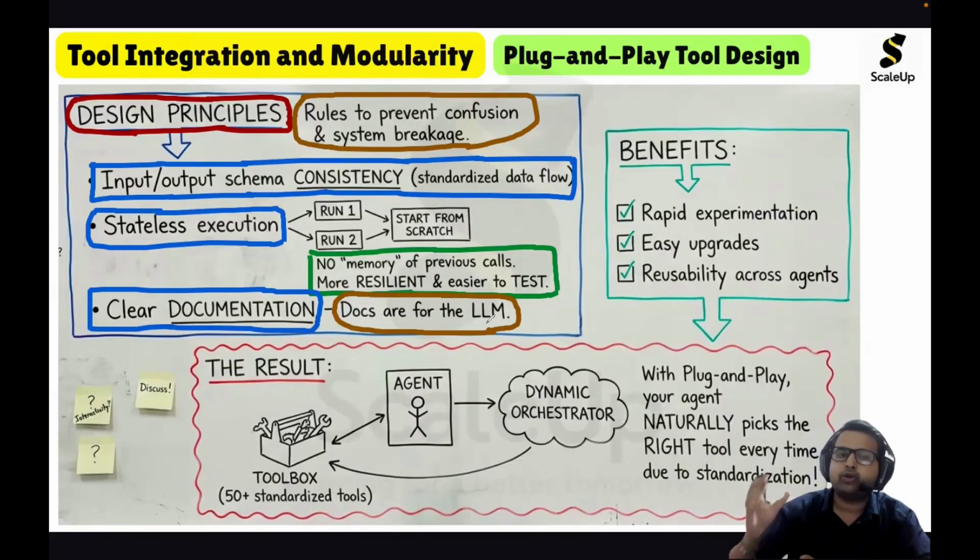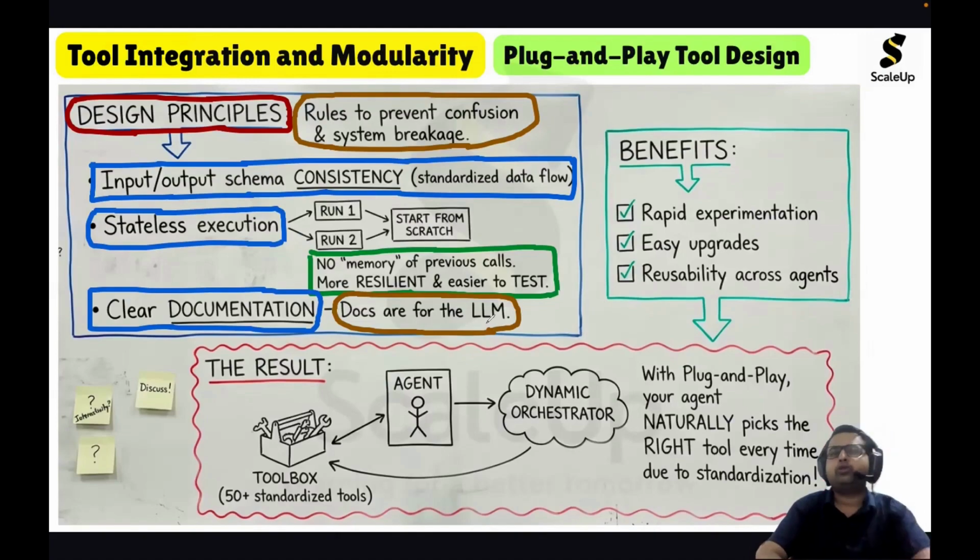If they know that it has a tool which can perform this set of actions, then the LLM will be aware that it has certain tools with certain capabilities, and wherever there is a need, it can call a particular tool. So, clear documentation.